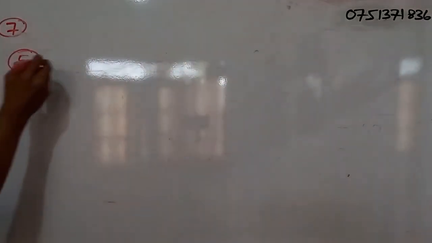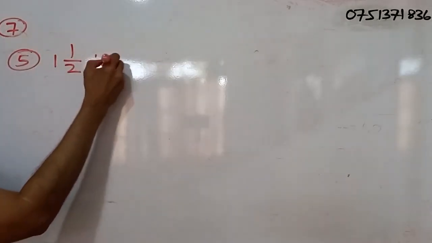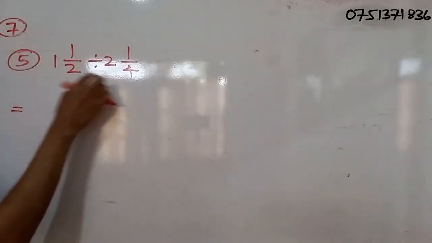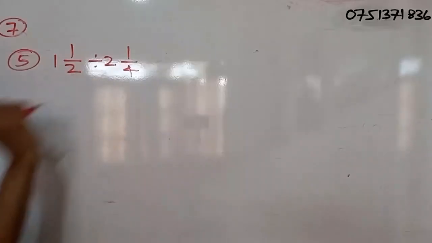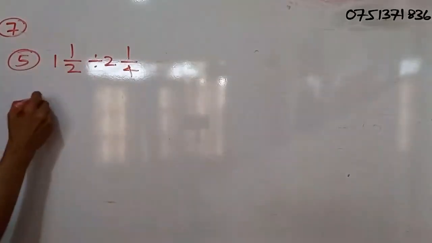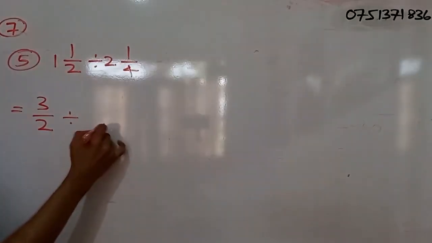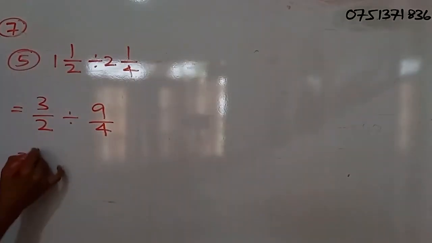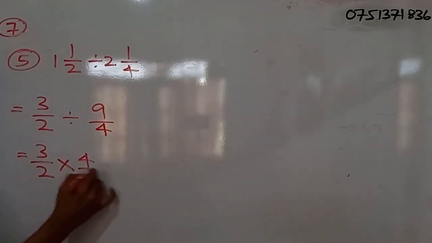So there we have what? 1 and 1 by 2. We have to divide that by 2 and 1 by 4. So we have to convert both of these mixed numbers into improper fractions before we do any division. So here we get what? 3 by 2. And here we get what? The denominator will be 4. What will be the numerator? 9. So 3 by 2 into 4 by 9.